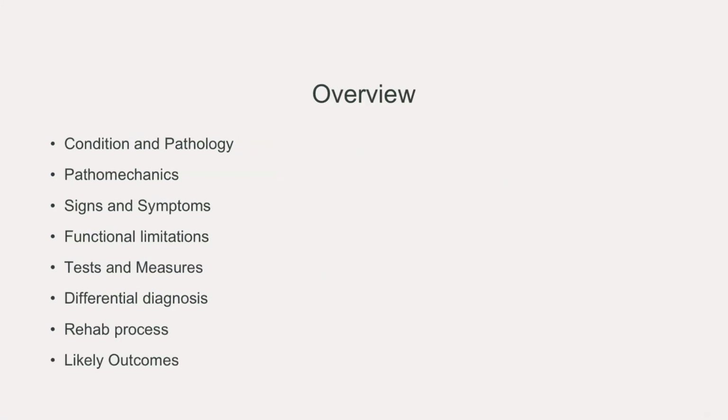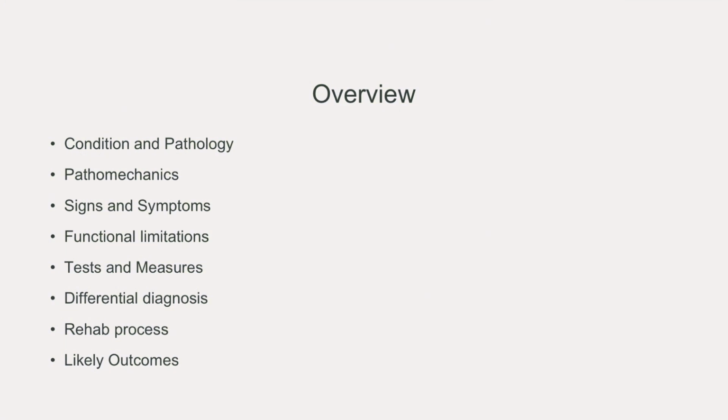And an overview of everything that we learned today. Condition and pathology, we learned that the pathology includes muscles, joints, ligaments, and or discs. Pathomechanics, we said that cervicogenic headaches can be caused by many things, such as irritation of muscles that are innervated by cervical or cranial nerves. Signs and symptoms, we know that CGH or cervicogenic headaches produce a dull aching pain that is aggravated by specific neck movements and sustained neck posture.